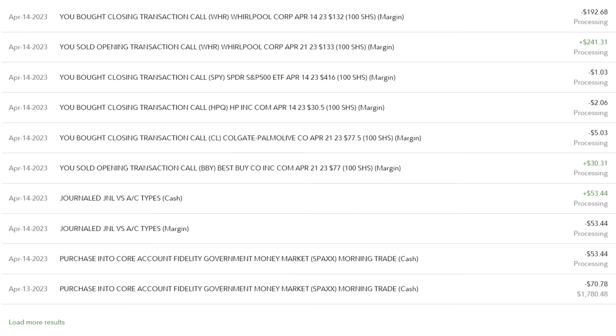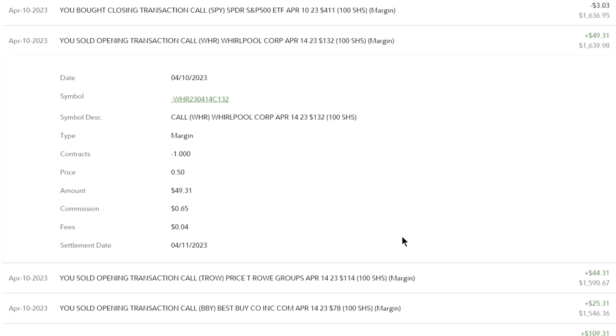So at the time I rolled my option, you'll see there's two transactions here. Number one is the buying to close of my existing covered call. Remember, when we start a covered call position, we're initiating it by doing a sell to open, which means that the opposite of that would close my option, buying to close. Here was my initial covered call position with Whirlpool.